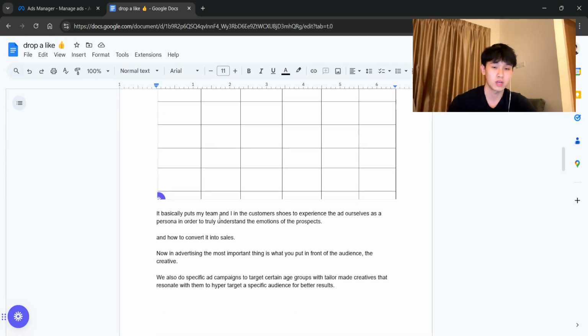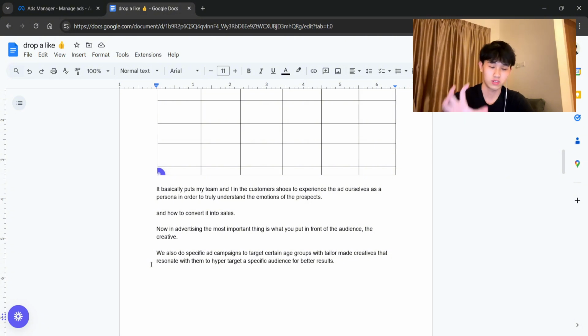Now, what this basically does is it puts my team and I in the customer's shoes to experience the ad ourselves as a persona in order to truly understand the emotions of the prospect and ultimately how to convert it into sales. Now, in advertising, the most important thing is what you put in front of the audience, the creatives. We also do specific ad campaigns to target certain age groups with tailor-made creatives that resonate with them to hyper-target a specific audience for better results.